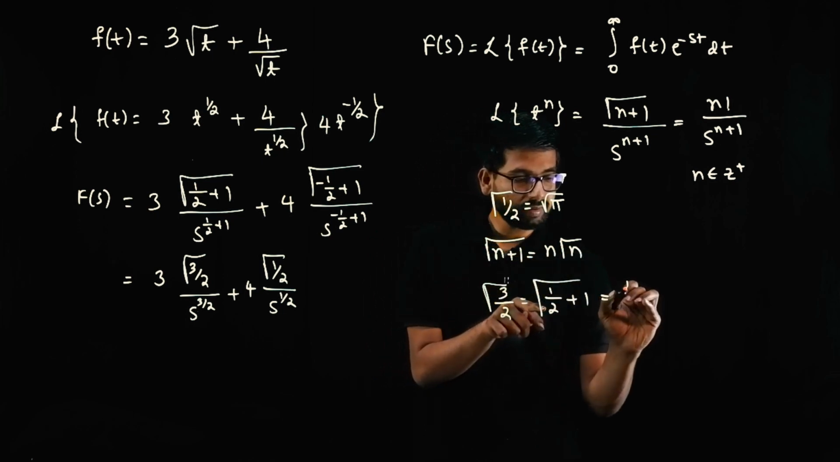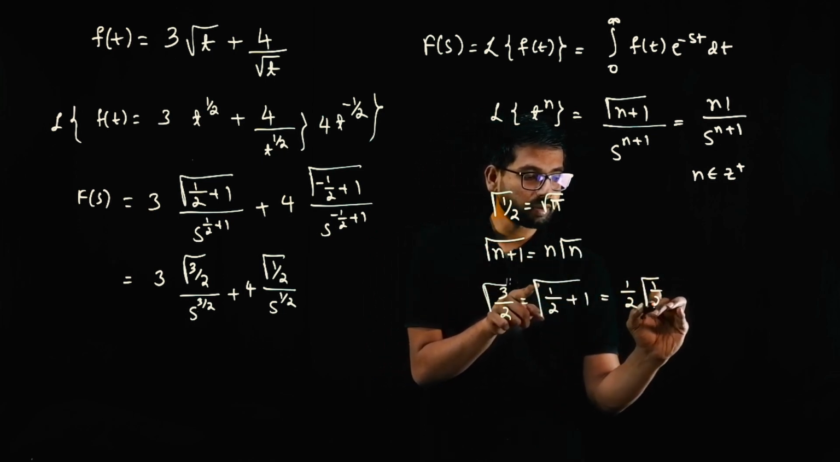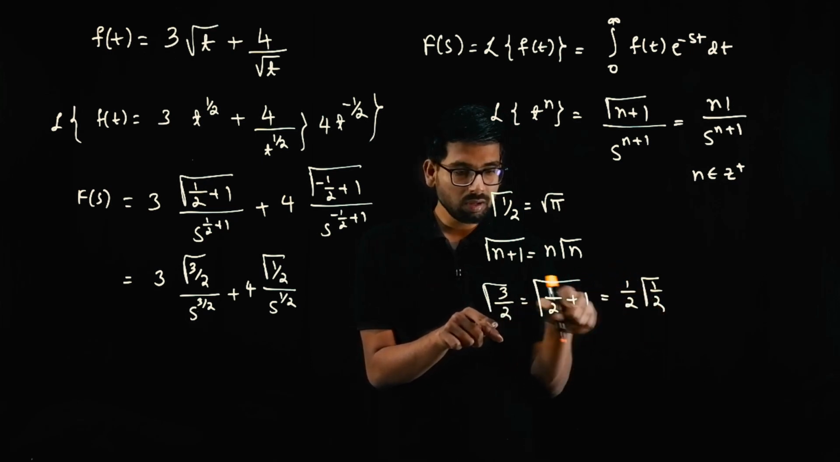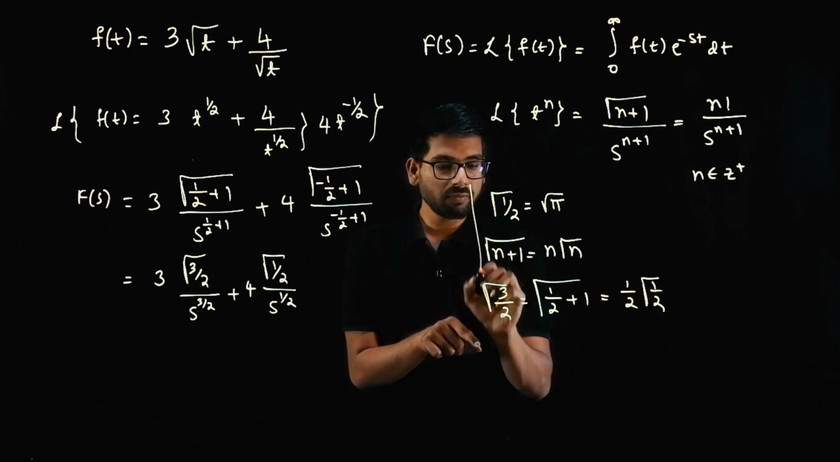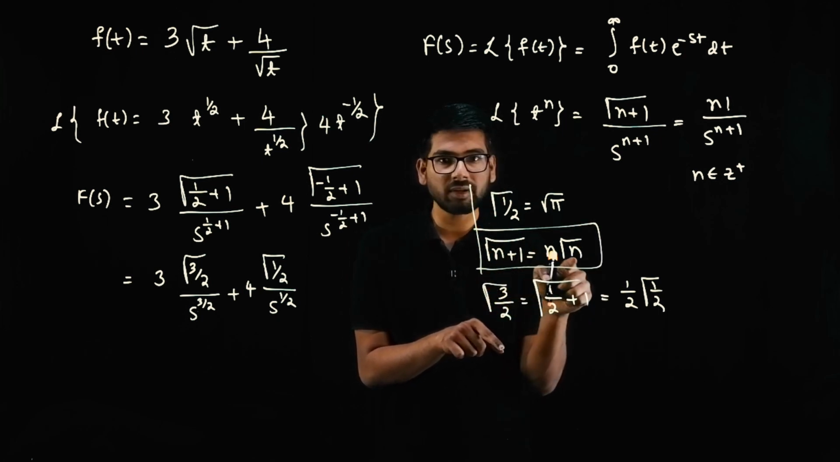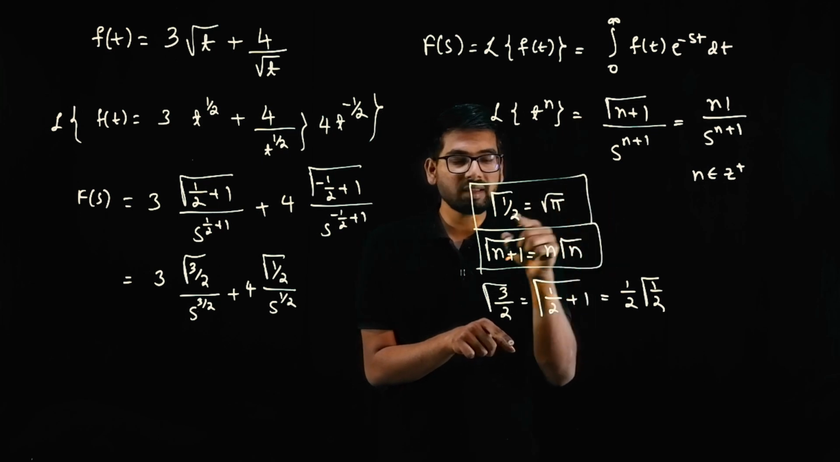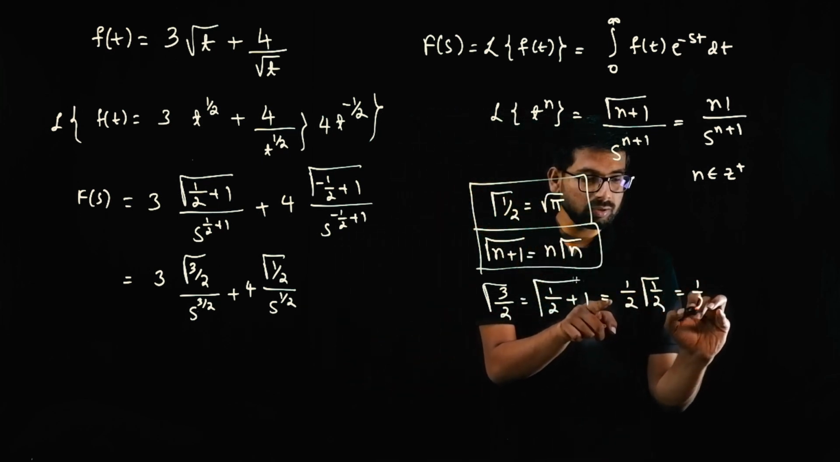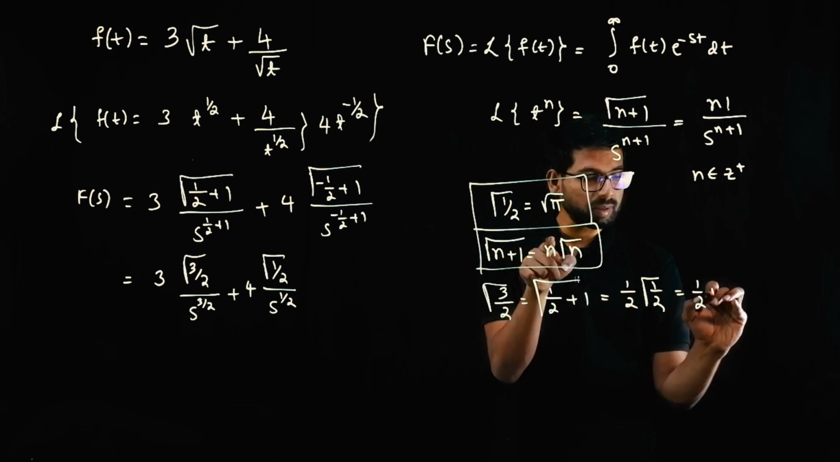So n is 1 by 2. So this can be written as 1 by 2 gamma of 1 by 2. So gamma of 3 by 2 can be written as 1 by 2 into gamma of 1 by 2. How? Because of this rule, this formula: gamma of n plus 1 is n into gamma of n. And what is gamma of 1 by 2? Square root of pi. So here 1 by 2 into gamma of 1 by 2 is square root of pi.